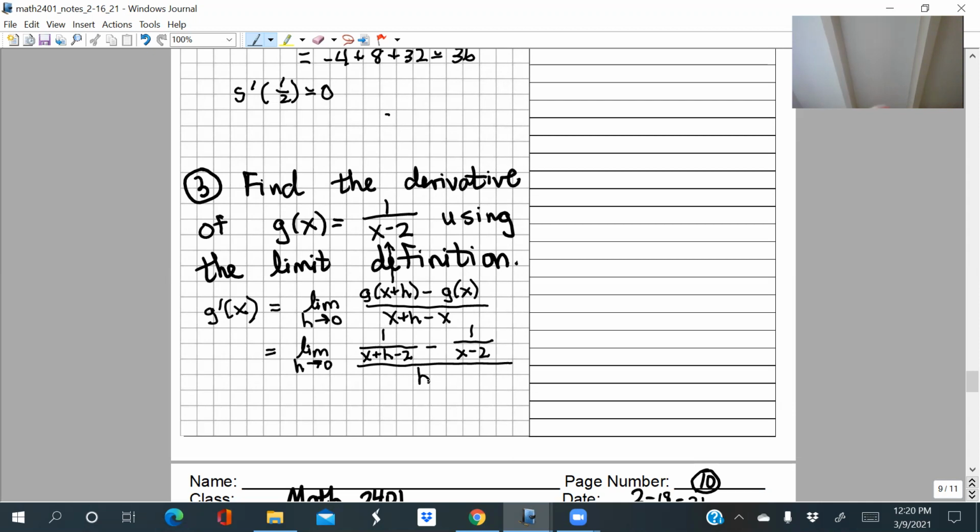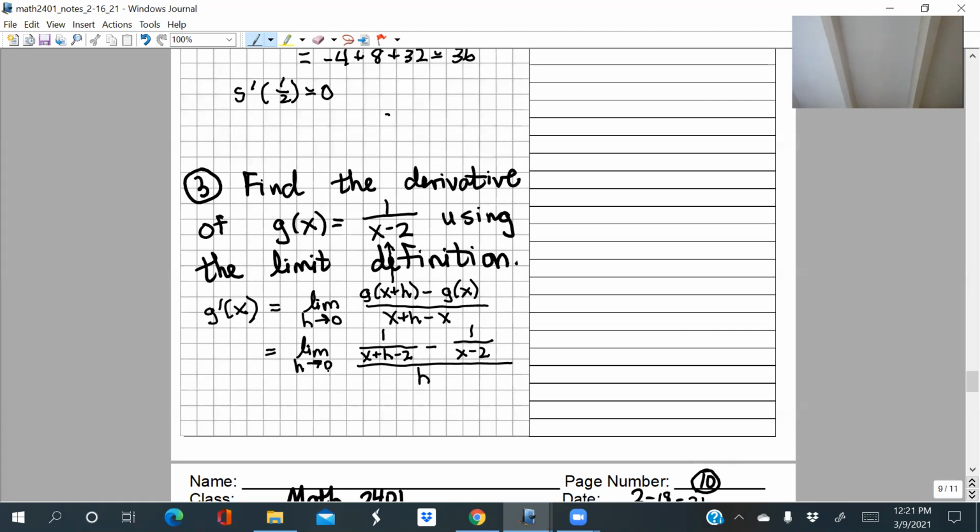And see, this is what looks a little bit ugly now because we have this complex fraction. We have these two smaller fractions inside of this big fraction. And there's a question now at this point of how do I simplify this so that I can figure out what this limit is?